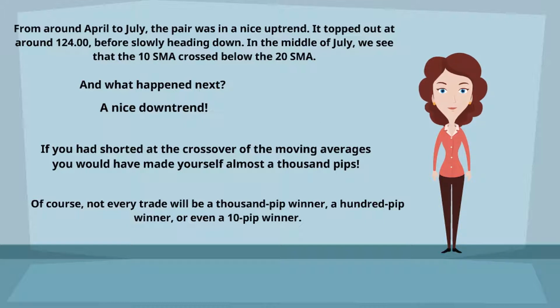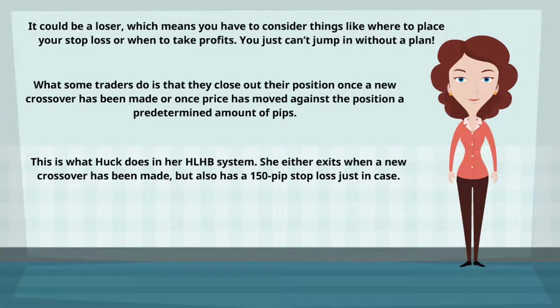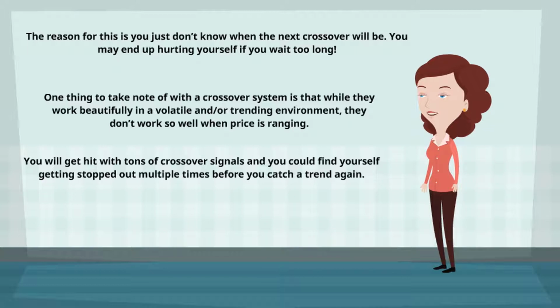Of course, not every trade will be a 1,000 pip winner, a 100 pip winner, or even a 10 pip winner. It could be a loser, which means you have to consider things like where to place your stop loss or when to take profits. You just can't jump in without a plan. What some traders do is close out their position once a new crossover has been made or once price has moved against the position a predetermined amount of pips. This is what Huck does in her HLHP system. She either exits when a new crossover has been made, but also has a 150 pip stop loss just in case. The reason for this is you just don't know when the next crossover will be. You may end up hurting yourself if you wait too long.